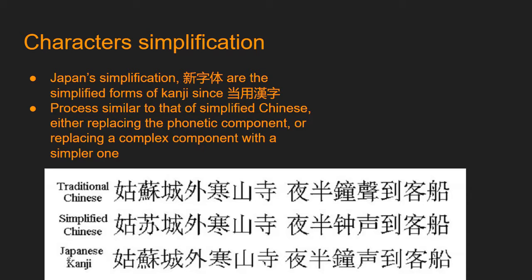The simplification was achieved similarly to Chinese ones, replacing the phonetic component with another one that has the same sound. So maybe that was a reason that some kanji are really lost in meaning when they try to figure out what it means. Or it replaces a complex component with a simpler to draw one. But know that the modern Chinese one is different from the Japanese ones nowadays.